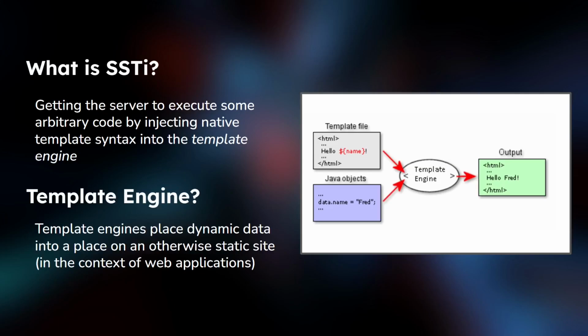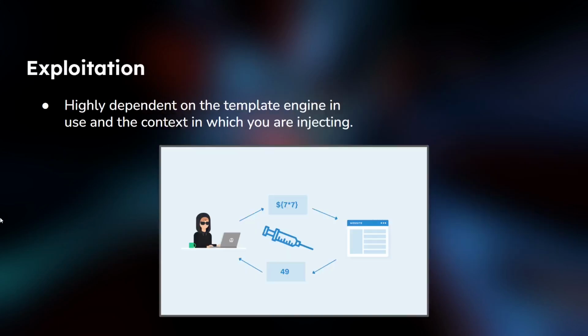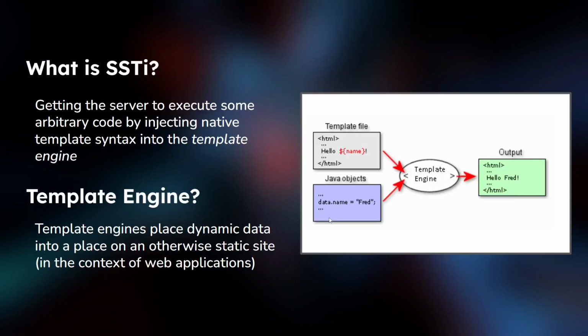But that being said, what's a template engine? They're places on web applications or websites where dynamic data that is sometimes user controlled is placed on the static site in some way. So, the example we've got here is if you've got a template file that takes in a data point called name, and that's defined somewhere else in the application stack.